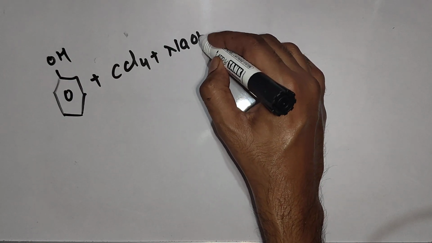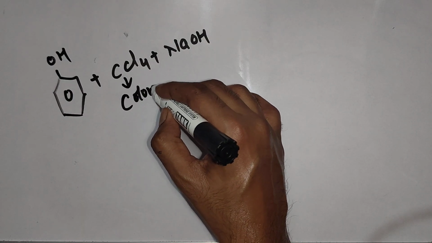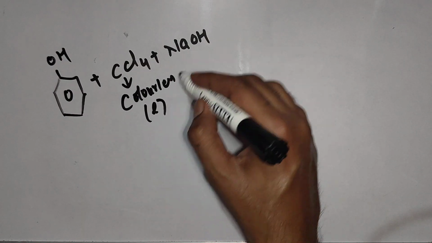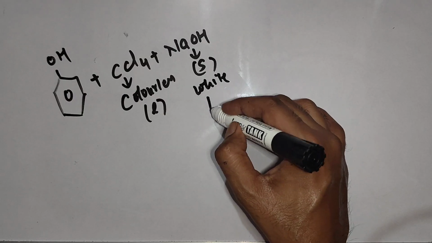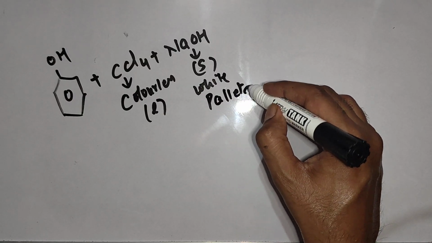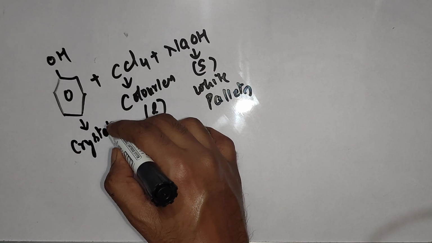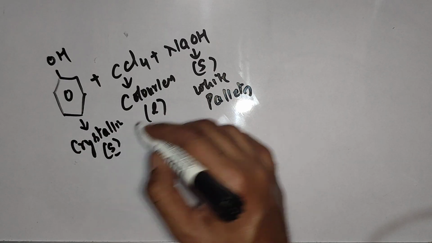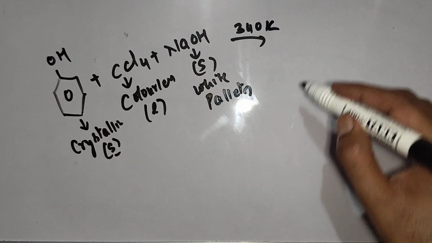The rest of the reagents, sodium hydroxide again. Carbon tetrachloride is a colorless liquid. Sodium hydroxide, solid white pellets, you have to use. And phenol, you know, is a colorless crystalline solid. Heat these three chemicals up to 340 Kelvin temperature.